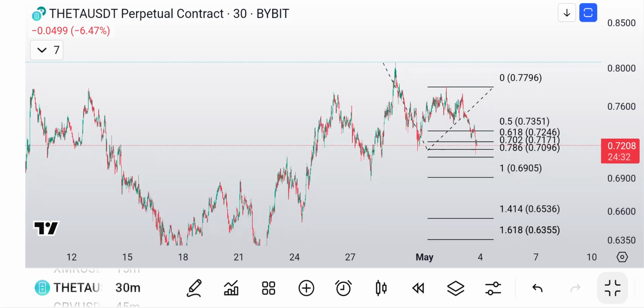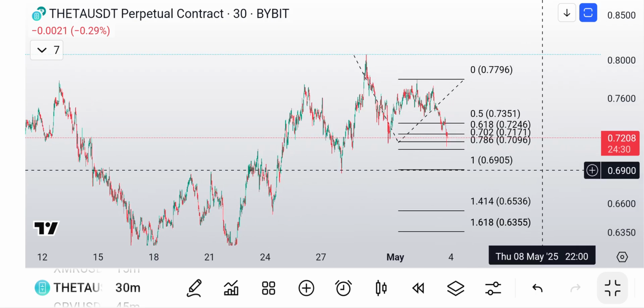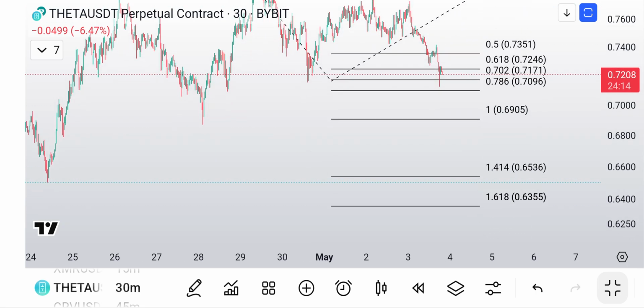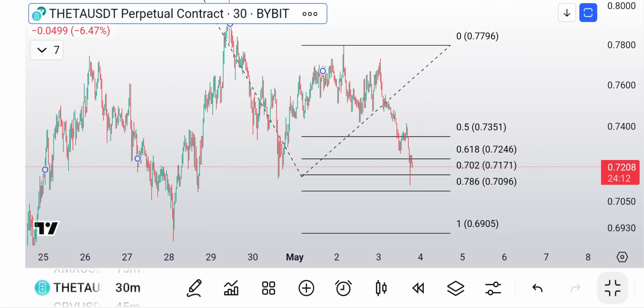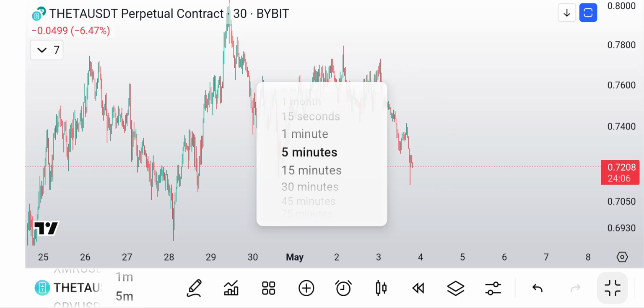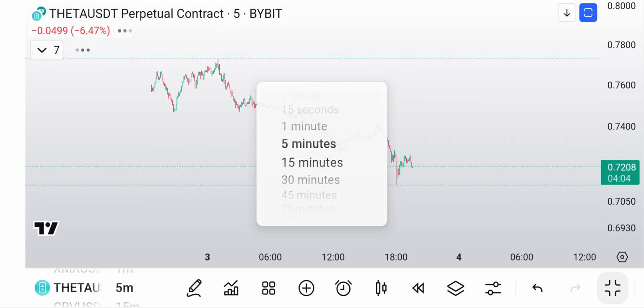Now you can always break it, but I don't think so. Obviously, you want to kind of stay above that high, and the one-to-one is slightly above it. So yeah, let's see how it continues to play out. But if we zoom in, right, if we zoom in even further and we look at what's going on over here, let's take a look at the 5-minute chart.